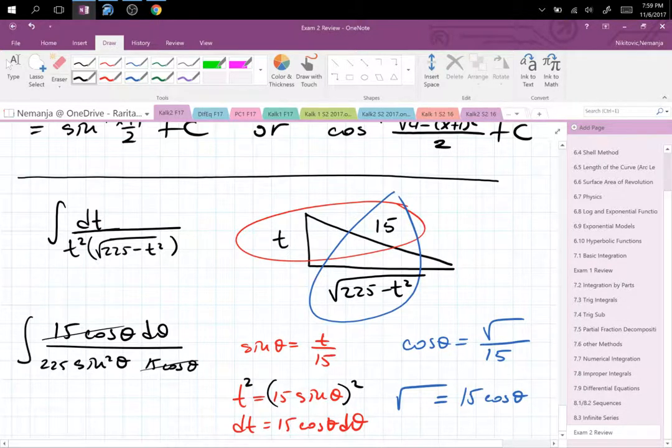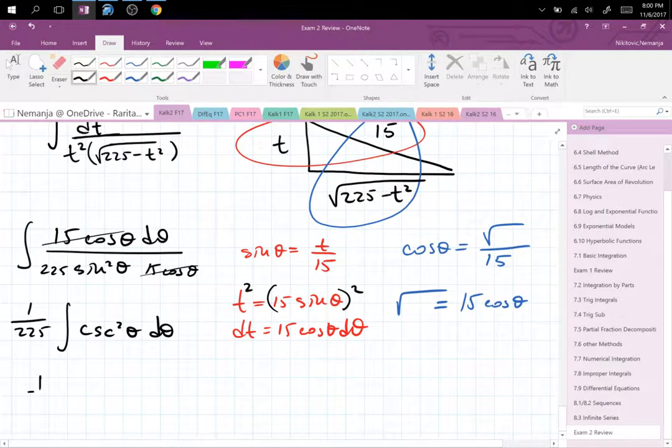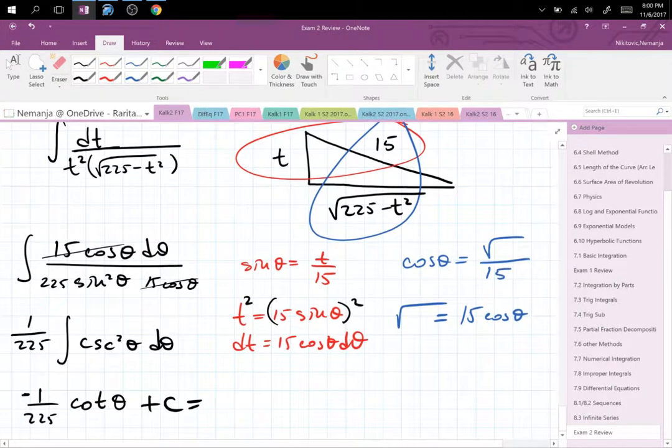So now this dies. 1 over 225 goes in front. Sine squared in the denominator is cosecant squared theta d theta. And the integral of cosecant squared is negative cotangent. And this is now the power of my method. You just look at the triangle and you pick up cotangent. Cotangent is adjacent over opposite. So negative 1 over 225, and the cotangent is adjacent over opposite, so it's the square root over t.